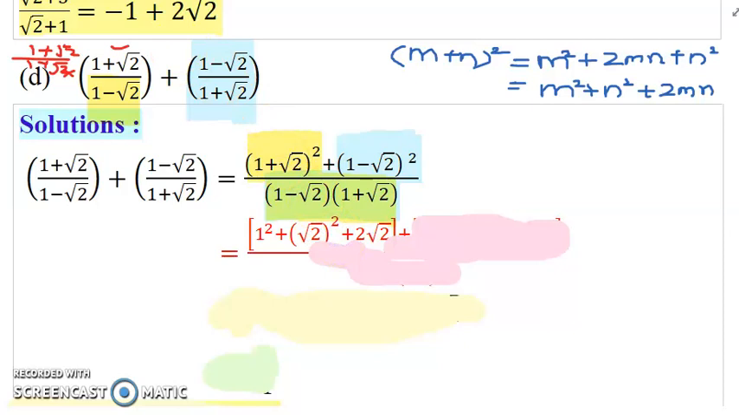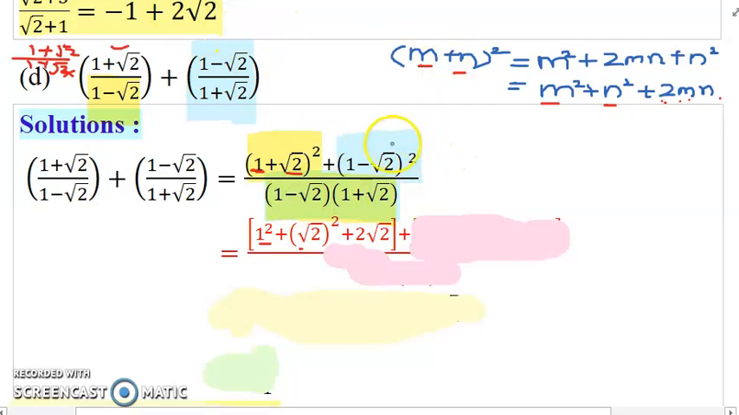Here you find that m refers to the 1, and n refers to the square root of 2, according to this formula. As a result, m squared is 1, n squared is the square root of 2 squared, which is 2, and 2mn is 2 times 1 times square root of 2, so I have 2 square root of 2. This is the result that I got.